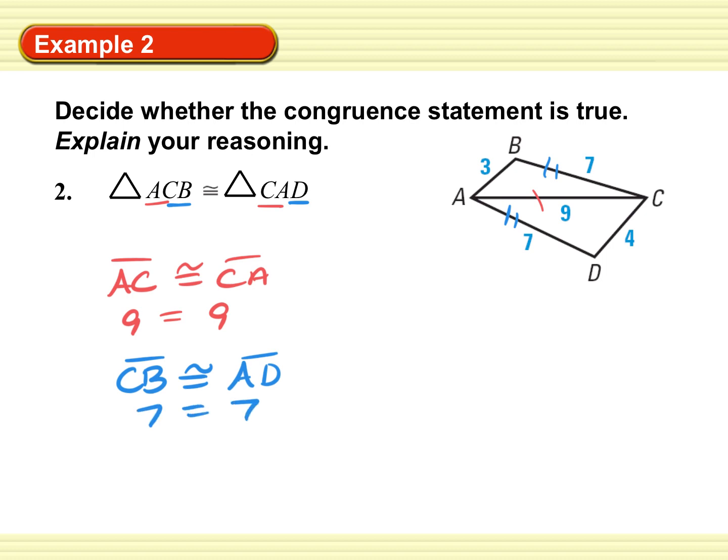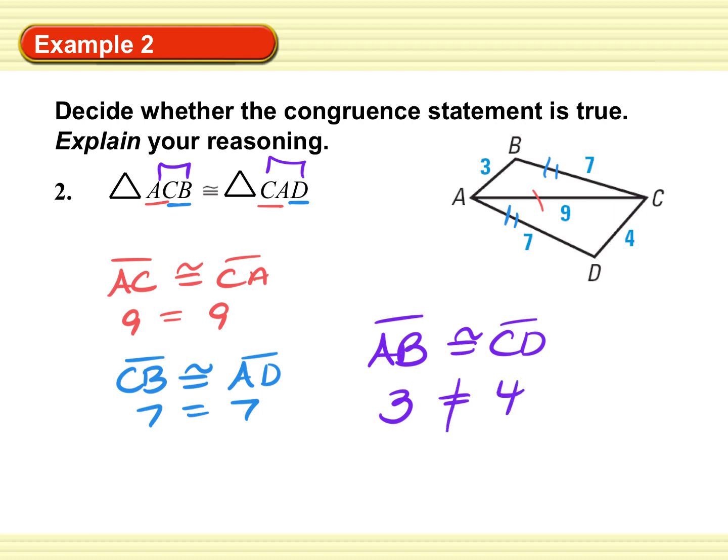I have the last, which will be the first letter with the last letter. So I need to check AB and see if it's congruent to CD. However, AB is 3, CD is 4. These are not equal, so this statement would be false. I could not show that all three sides are congruent. So this is not true here.